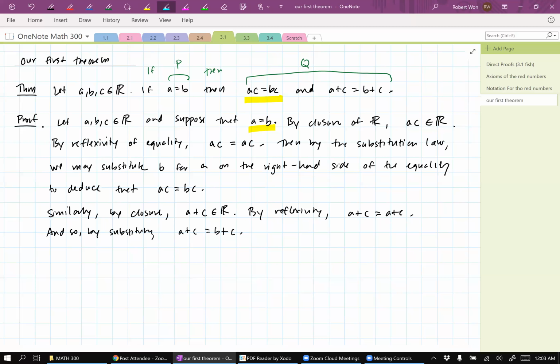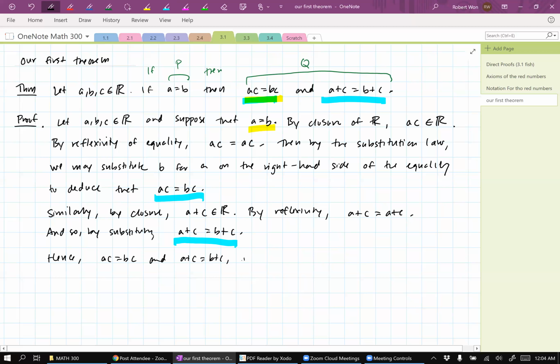So what have I shown? I've shown that AC equals BC is true. I've shown that A plus C equals B plus C is true, assuming that A equals B. So since I've shown that this is true and this is true, this means that the conjunction AC equals BC and A plus C equals B plus C is true. Therefore, I've shown that Q is true. Hence, AC equals BC and A plus C equals B plus C, as desired. And then I end my proof with a box.